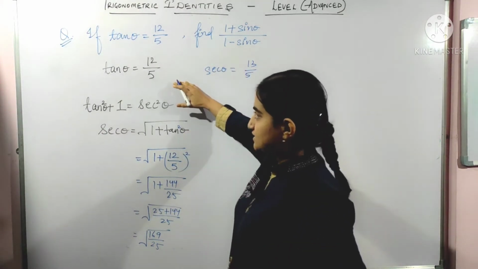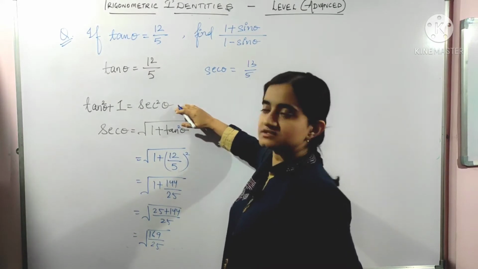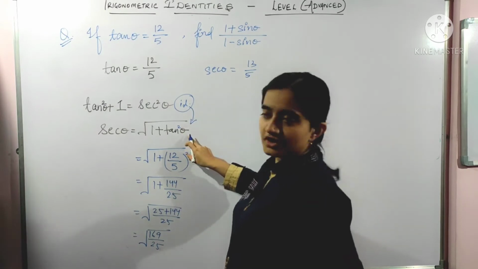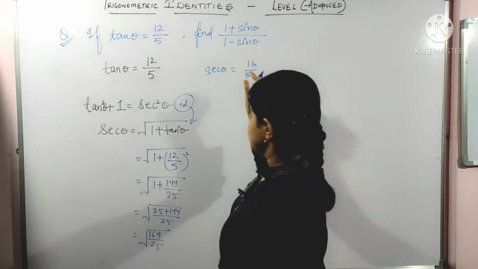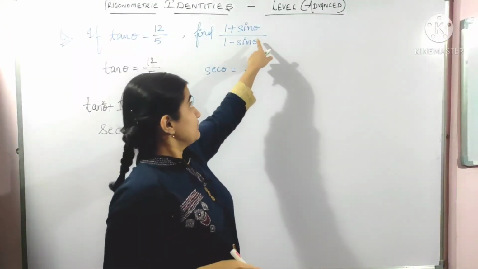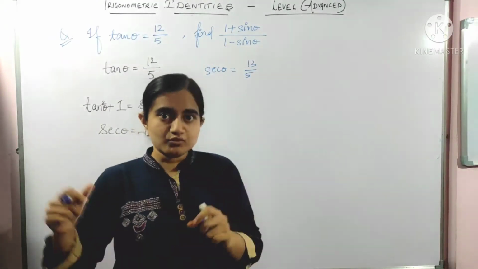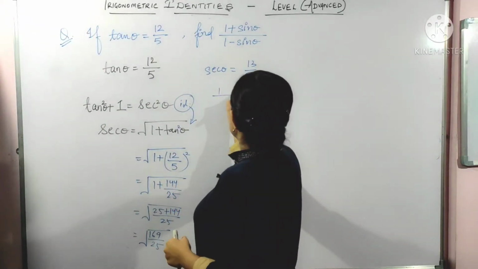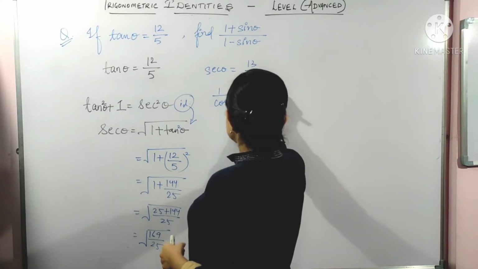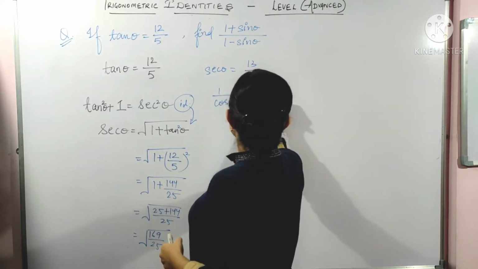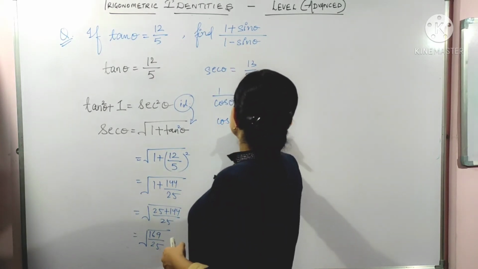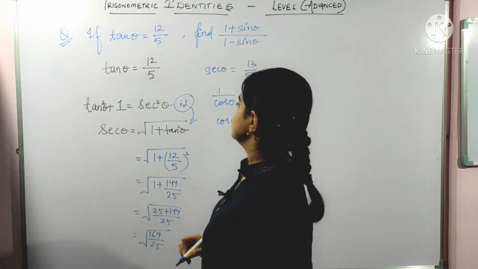So from tan theta we applied this identity, and from this identity we found sec theta. Now from tan theta we found sec theta, and what we have to find is sin theta. So we will now move towards sine. How? Sec theta means what? 1 by cos theta. That means we have to take the reciprocal of it. Okay, so cos theta will be 5 by 13.